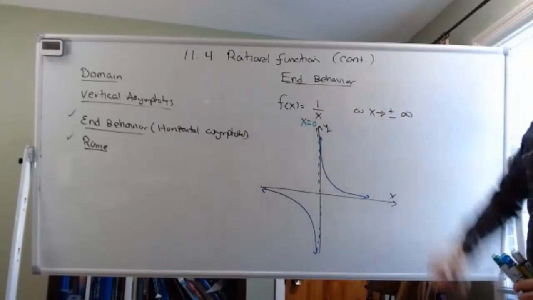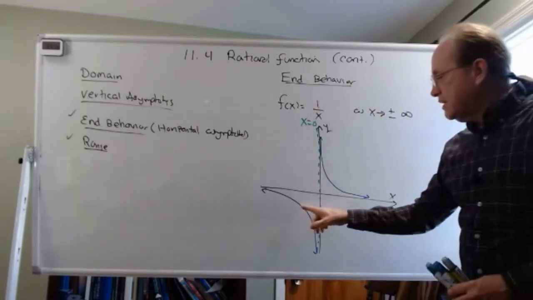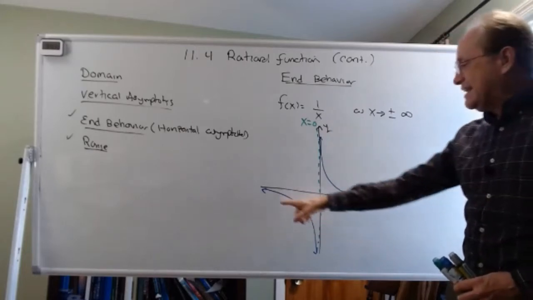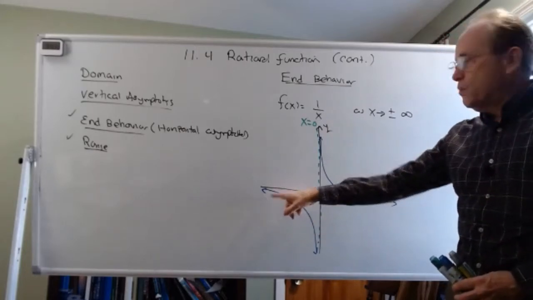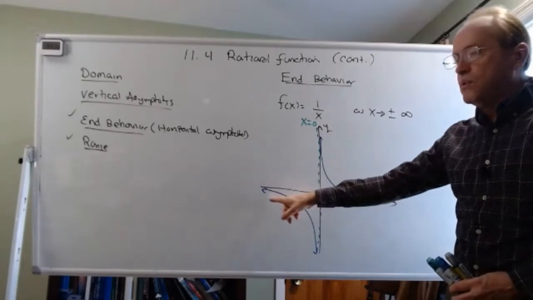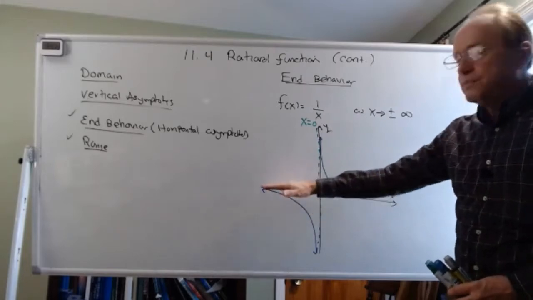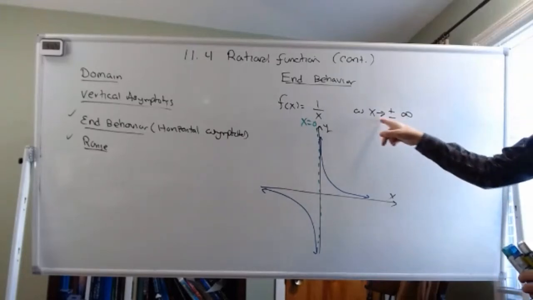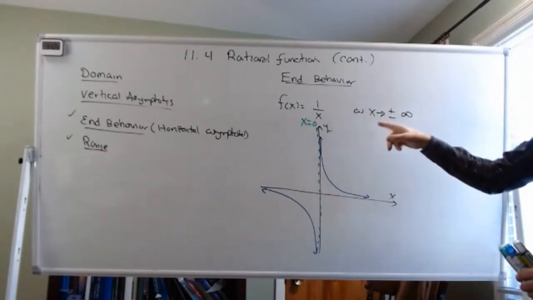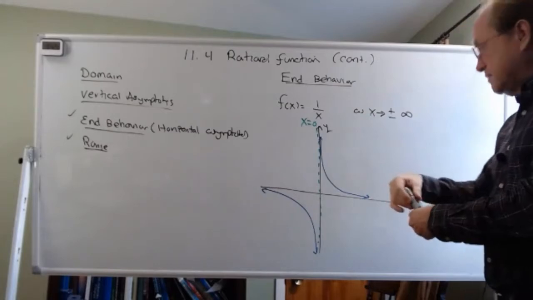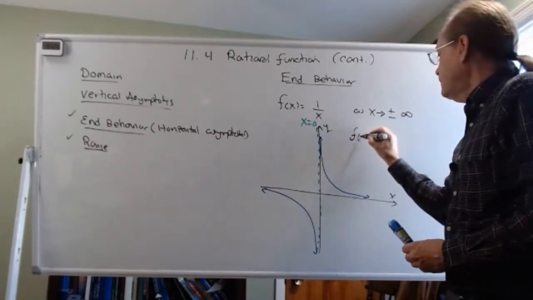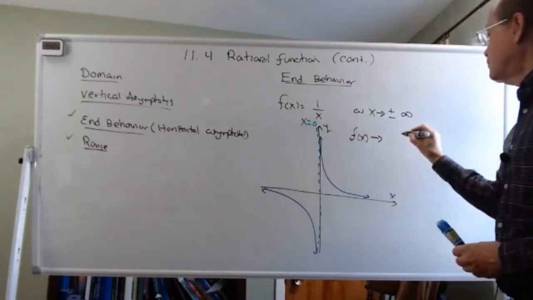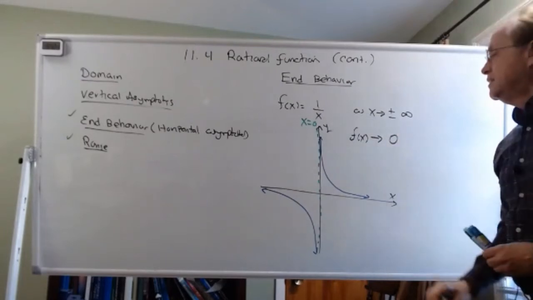It keeps getting smaller and smaller. Same thing happens here. Now, if I put in negative 10, I get negative 0.1, negative 100, I get negative 0.01, but it gets smaller and smaller and goes to 0. So from here, as x goes to either plus or minus infinity, my f of x gets closer and closer to 0.